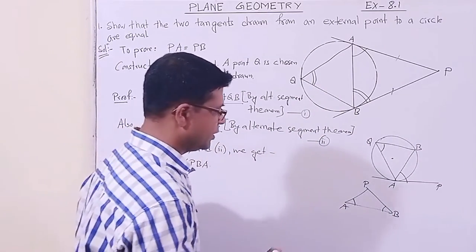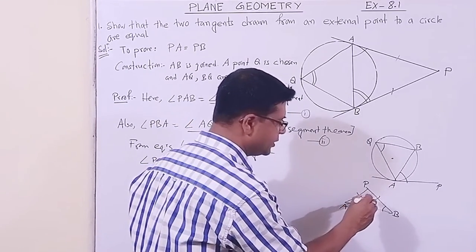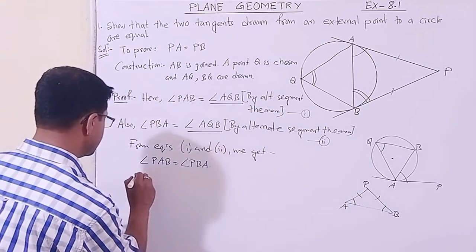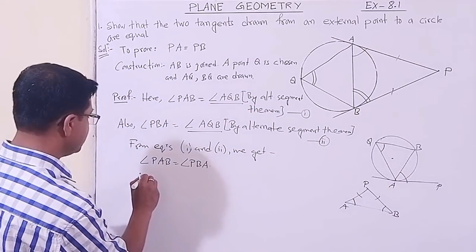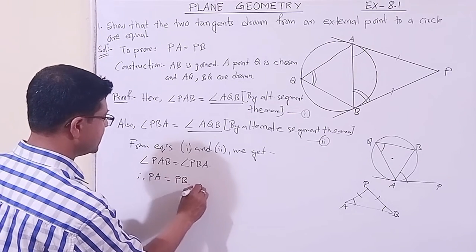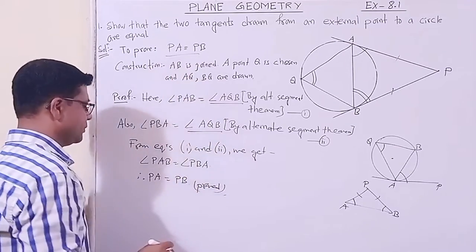What do you think? Obviously these two angles are equal. The sides opposite to equal angles are equal. This is the theorem in an isosceles triangle. Therefore PA is equal to PB. Okay, thus we have proved it. We have to prove this one only, PA equal to PB.